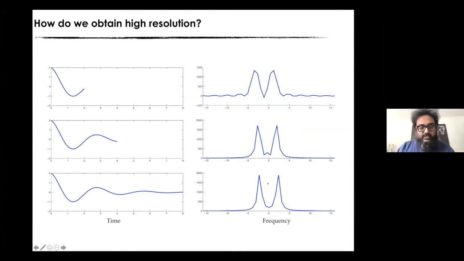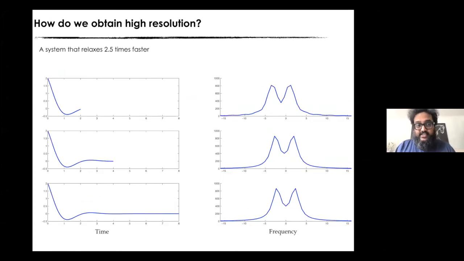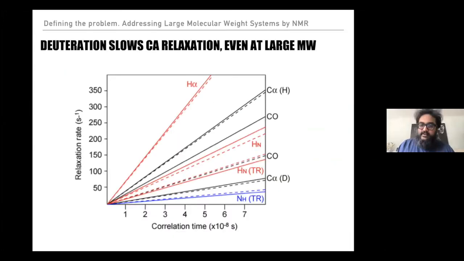But this statement only holds good if your FID is not affected by relaxation. And here you can see that the same FID now relaxes 2.5 times faster. And it doesn't matter how long you acquire the FID for, you're not going to gain any resolution. But fortunately for us, when a protein is deuterated, the C alpha is one of the slower relaxing nuclei.